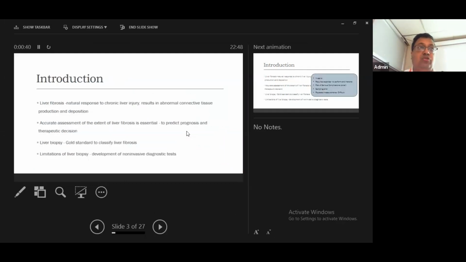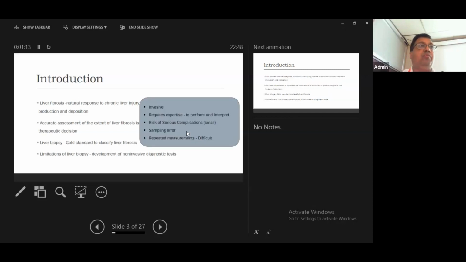Liver fibrosis is a natural response to chronic liver injury. It results in abnormal connective tissue production and deposition in the liver. Accurate assessment of liver fibrosis is essential to predict prognosis and for therapeutic decisions. Liver biopsy is considered the gold standard to classify liver fibrosis, but it has many limitations. So there is a need to develop another way to assess the degree of liver fibrosis.